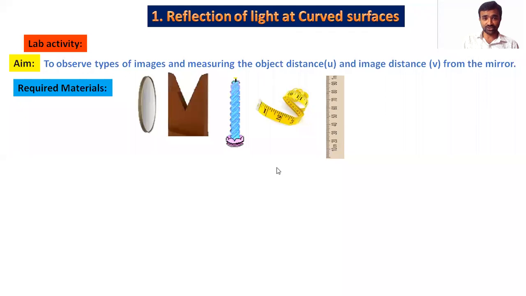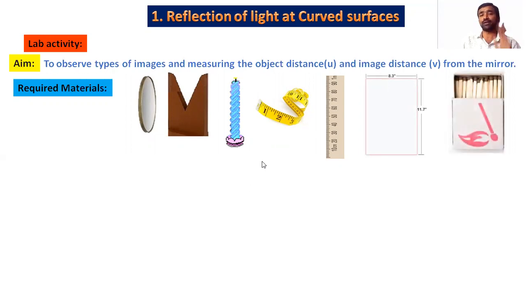Okay, I have these things. To light the candle and to observe the real image formed by the mirror, I require two more things. To light a candle, I require a matchbox. To observe the real image, I require a screen. As a screen, I am going to use a paper. So I require a sheet of paper, and then a matchbox. So these are the required materials. Have you seen the materials on the screen?